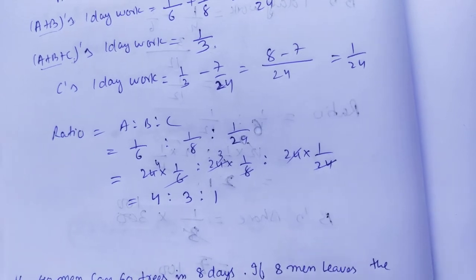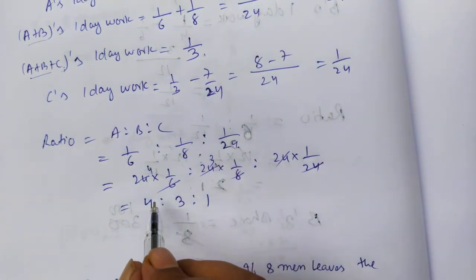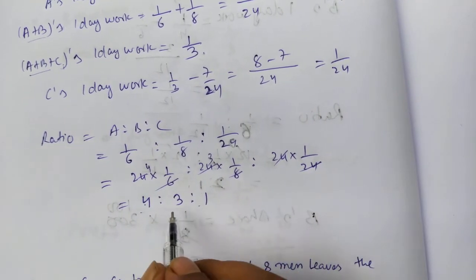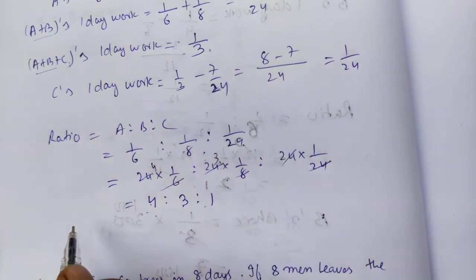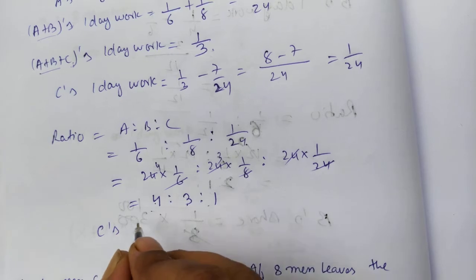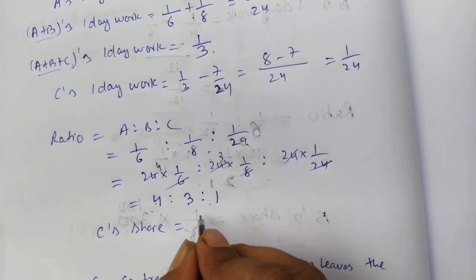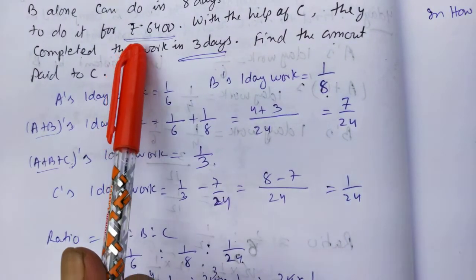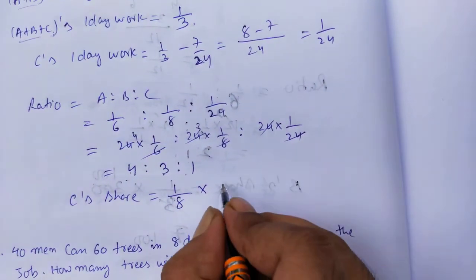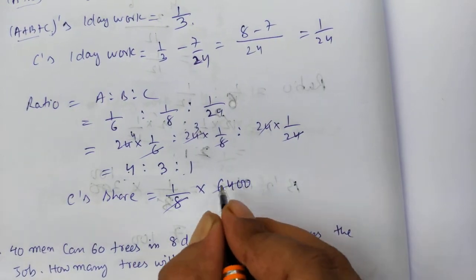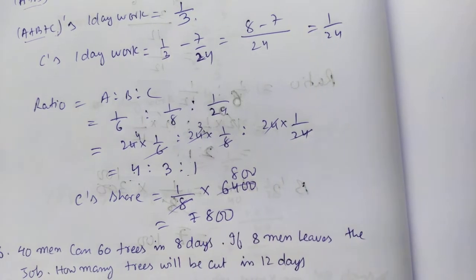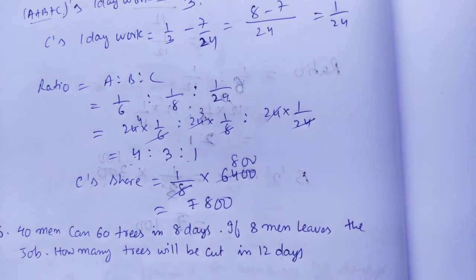If you want to find the share of A, we can write 4 by total is 8. If you want to find the share of B, we can write 3 by total is 8. But your question is to find the amount paid to C. So 1 by total ratio is 8, into how much money they are paying for our work, which is 6,400. So cancel 6400, and C's share will be rupees 800. Clear? You can pause the video to write the solution.